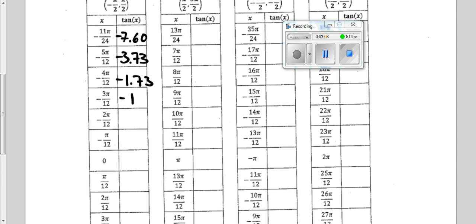Negative pi over 6. What do we get? Negative 0.58. Negative 0.58. What do we get for negative pi over 12? You got a value, Brett? Negative 0.27. Yeah. What about 0? 0. Good.